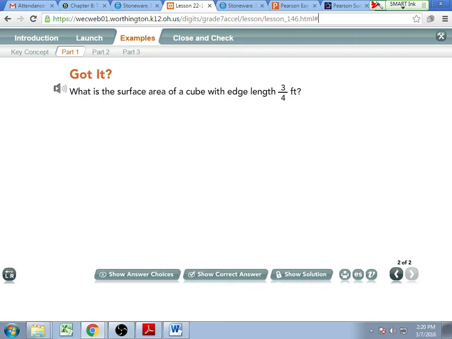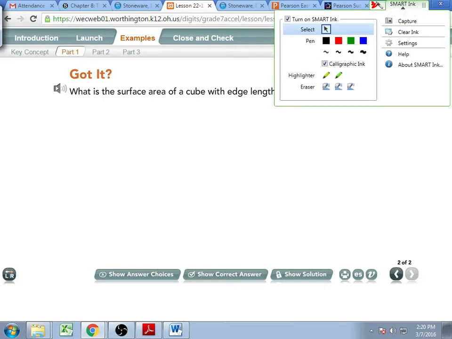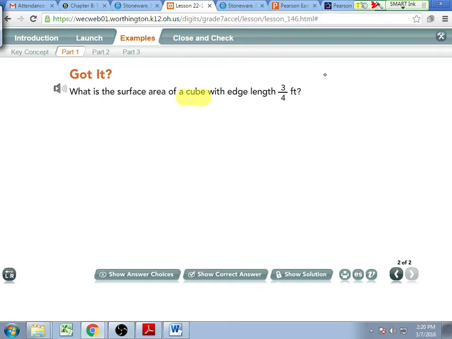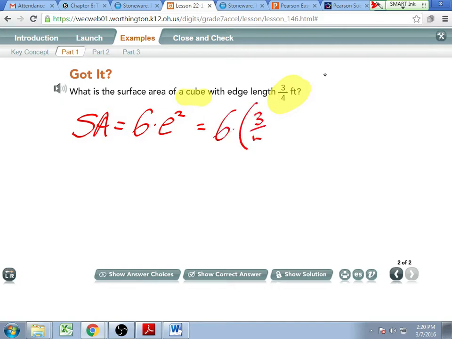So one of the first things that we see up here is that it tells me this is a cube. So we know that since it's a cube, we can use our special cube formula. The surface area of a cube is going to be 6 times that edge length squared. So we can plug all that in to say 6 times my edge length, 3/4 squared. And because my 3/4 is going to get squared, that's actually just 3/4 times itself.